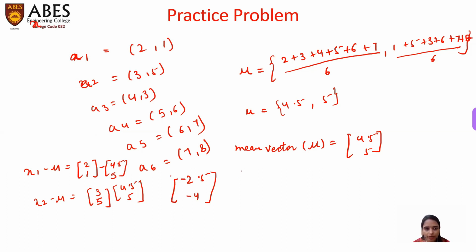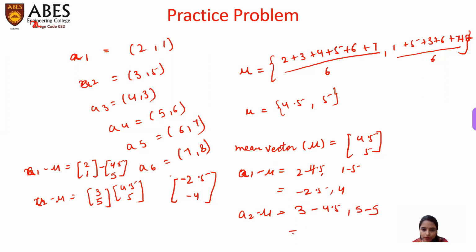I am writing it here as x1 minus mu, a1 minus mu. We are referring to our data points as a1, a2 here. a1 minus mu equals 2 minus 4.5, comma, 1 minus 5, which equals minus 2.5, comma, minus 4. For a2 minus mu also, 3 minus 4.5, comma, 5 minus 5. The value we got here is minus 1.5, comma, 0. So we can calculate these subtracted values for all 6 data points.